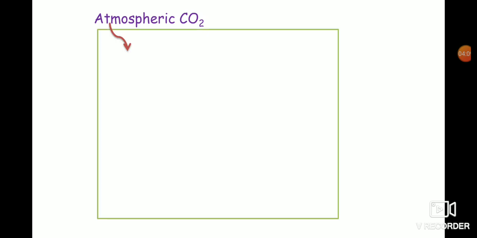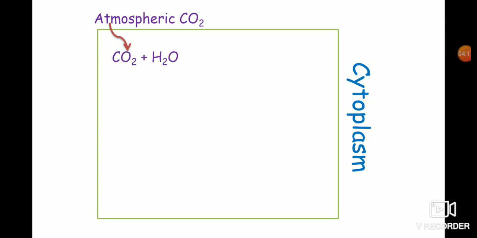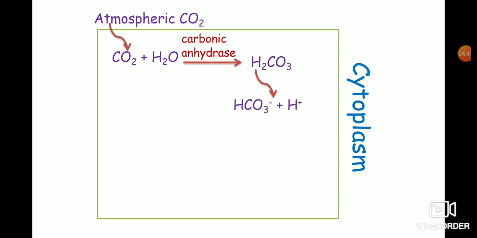So first, during this C4 cycle, atmospheric carbon dioxide diffuses to the mesophyll cells via stomata, where it gets dissolved in water to form carbonic acid. The reaction is catalyzed by the enzyme carbonic anhydrase. So carbon dioxide dissolves in water and forms carbonic acid. The carbonic acid then gets ionized to form bicarbonate and cations.